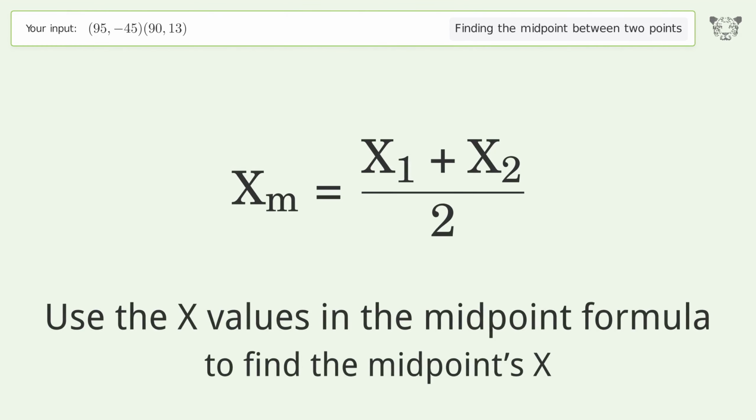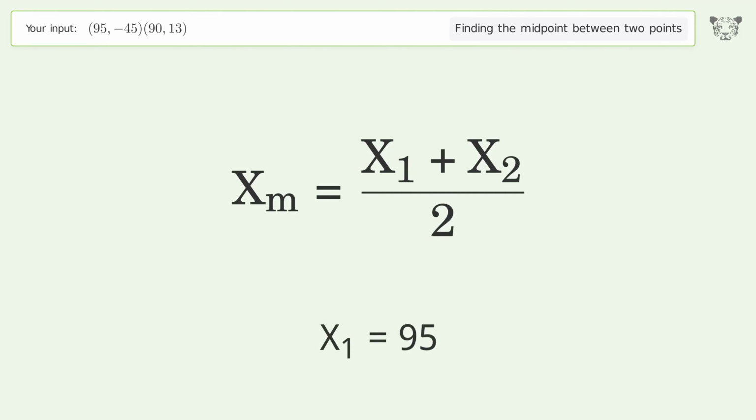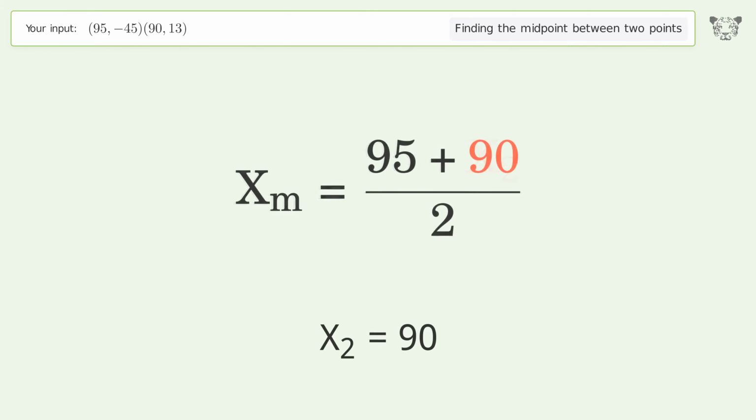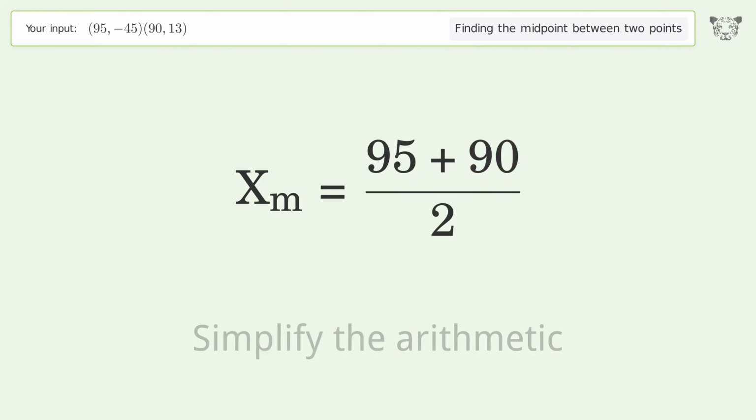Use the x values in the midpoint formula to find the midpoint's x. x1 equals 95. x2 equals 90. Simplify the arithmetic.